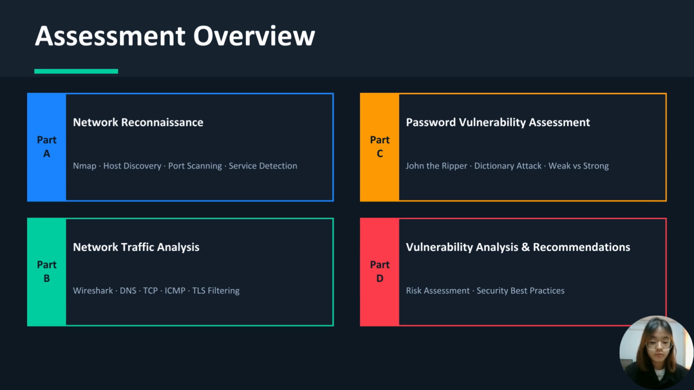These four sections represent important phases in ethical hacking because attackers often begin by gathering information, analyzing network communication, targeting authentication mechanisms, and exploiting weaknesses. By understanding these techniques, organizations can better defend their systems.